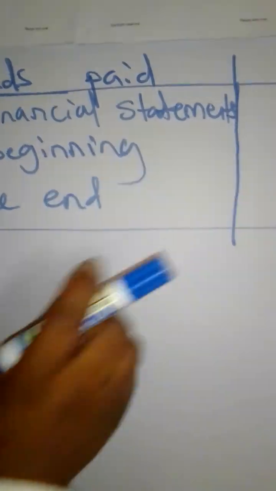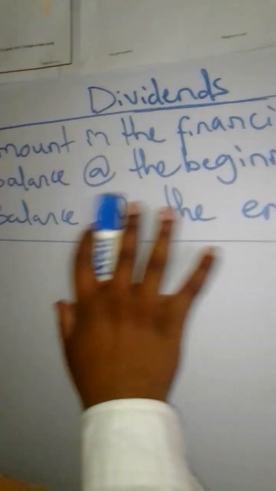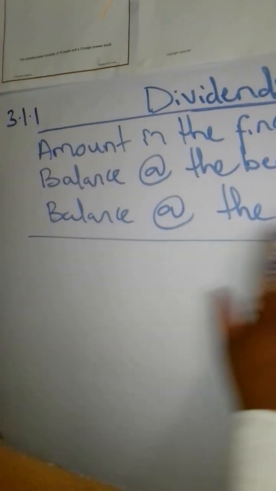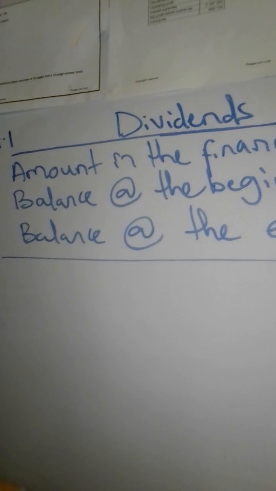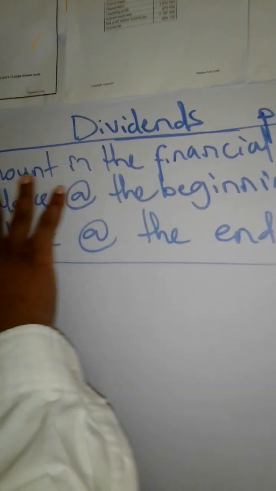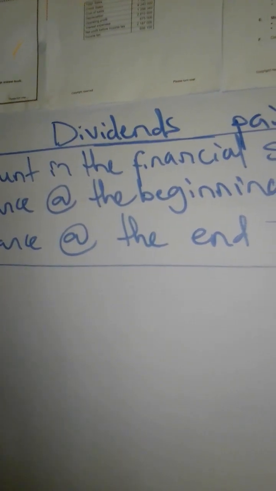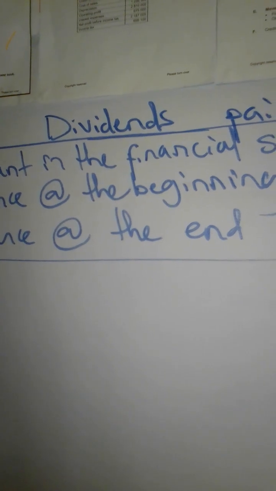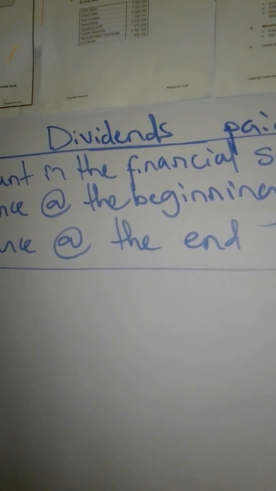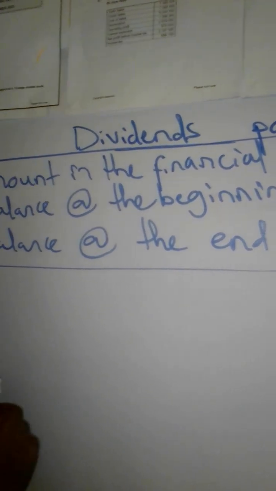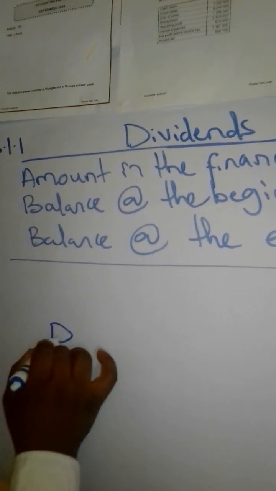Template for you. This is how we prepare the note for the dividends paid. You start by recording the amount in the financial statement, the balance at the beginning, and then the balance at the end. What does it mean to say the amount in the financial statement? If you remember very well, when we are doing that note for retained income, there is a part whereby we record dividends.